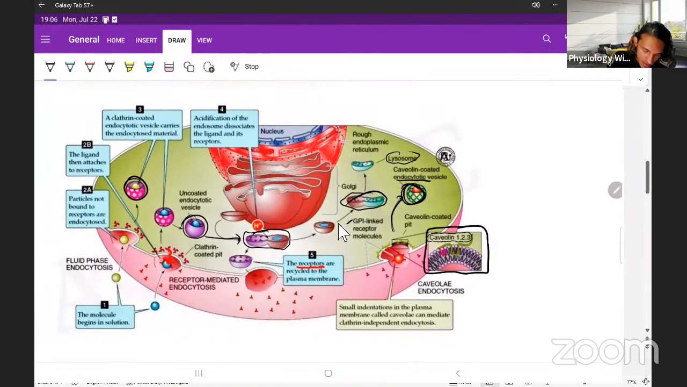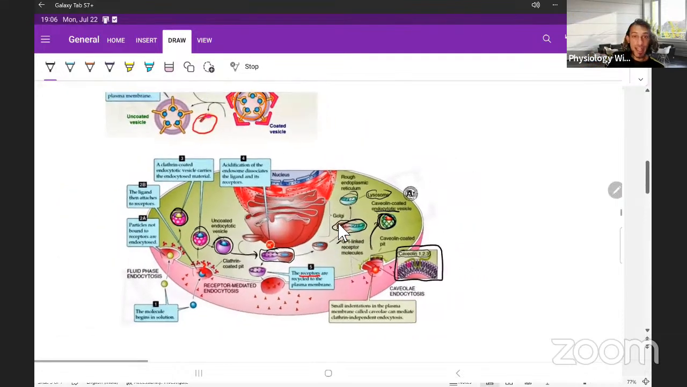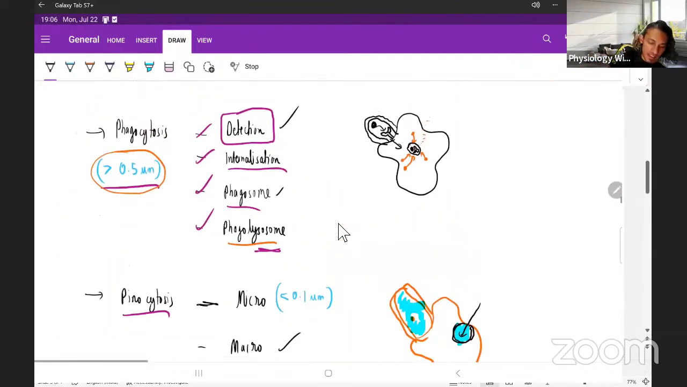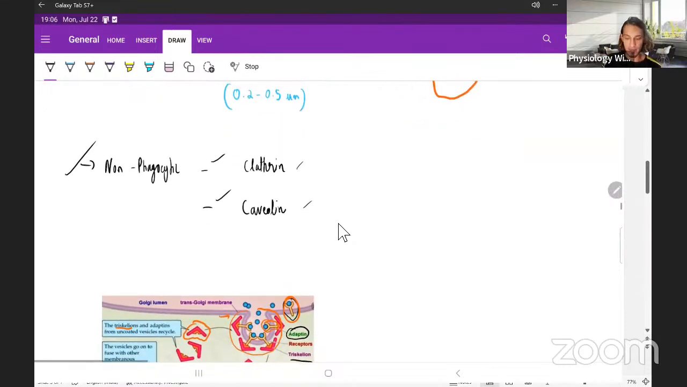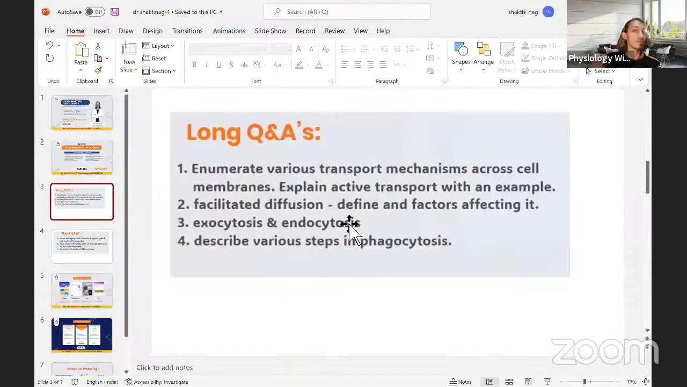So here can you see an example of a clathrin? In clathrin, this clathrin will coat it and come in, and it will attach itself to an endosome and later your lysosome. On the other hand, here is caveolin-mediated endocytosis. These are all diagrams you can draw and explain. So when you have to talk about endocytosis, we have phagocytosis, we have pinocytosis, we have non-phagocytic pathways, including clathrin and caveolin mechanisms. So in endocytosis, you can mention that.